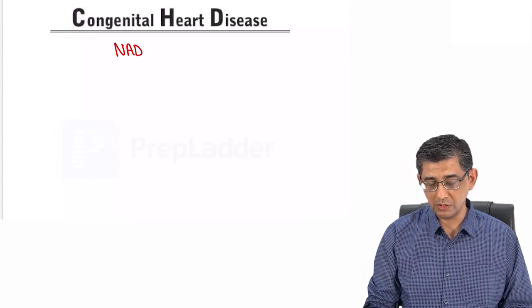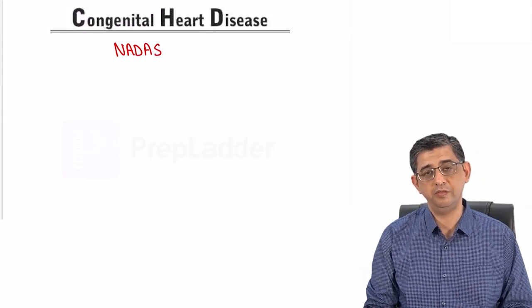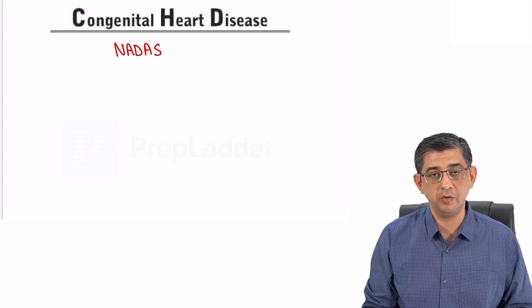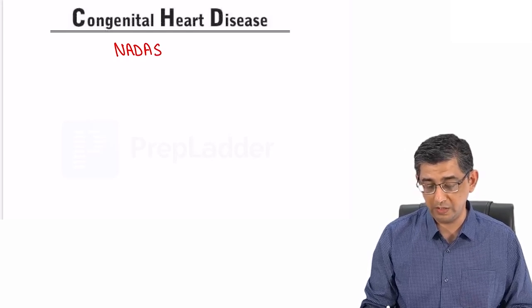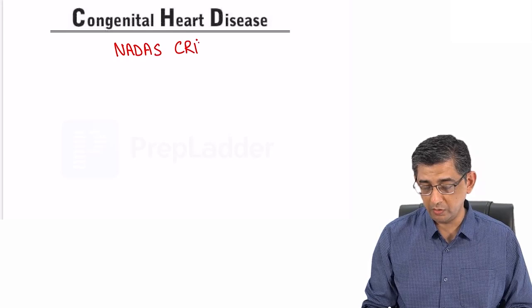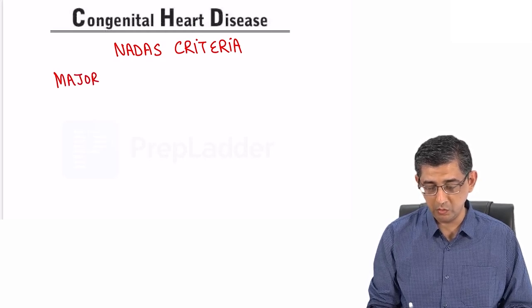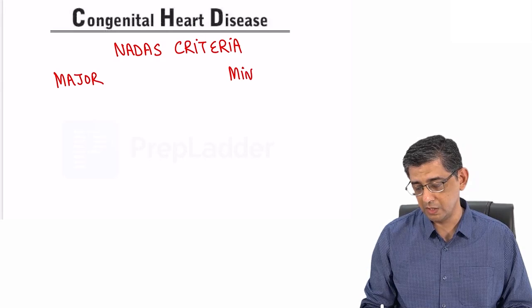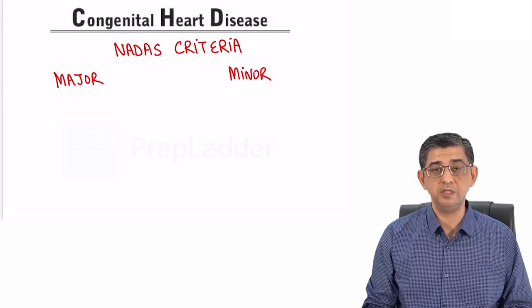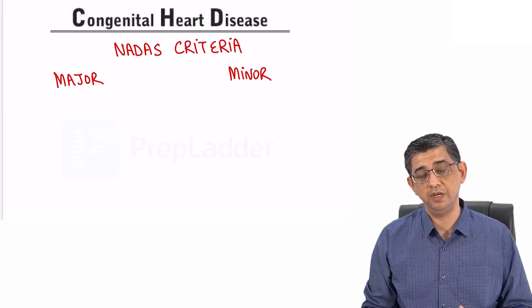First and foremost, just like you have studied Jones criteria, the modified ones and the modified Dukes criteria for rheumatic heart disease and infective endocarditis respectively, I want you to remember NADA's criteria for diagnosis of congenital heart disease, which are going to be subdivided into the major and the minor ones. Now, when it comes to the major one, first and foremost is going to be congestive heart failure.